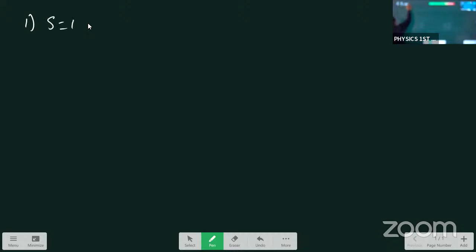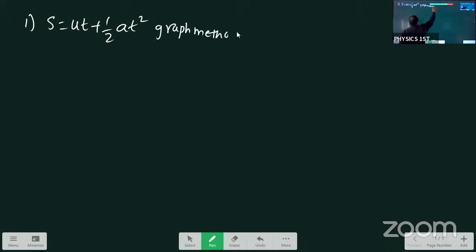S equals UT plus half AT square. S equals UT plus half AT square, graph method. This is the first SAQ from intermediate first year. Yes, S stands for displacement. S equals UT plus half AT square.